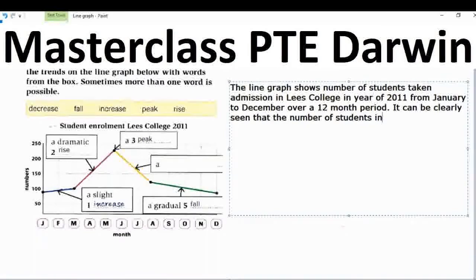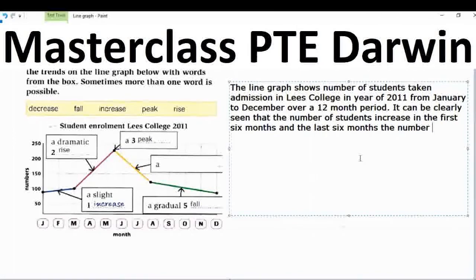So what happened? The ultimate thing is, do they increase or fall? The number of students increase in the first, how many months? Six months, not three months. You see, from January to June, six months. Okay. And the last six months, what happens? Decrease. Yes. The number of students decreased. Okay.